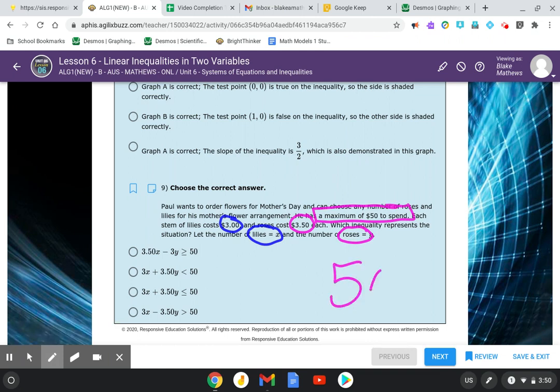So the question is, is it less than 50? Less than or equal to 50? Is it greater than 50? Or is it greater than or equal to 50? And so you have to decide which of the symbols most matches the description in this question.